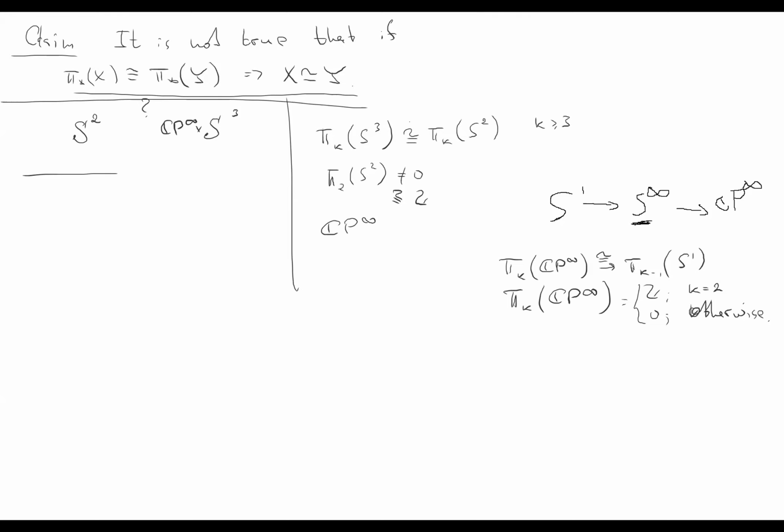We know the homology groups of S2. It's only non-zero for k equals 2 and 0. We can look at it reduced if you want, but it probably doesn't matter. So let us start from an easier question. How to compute the homology groups of CP infinity?